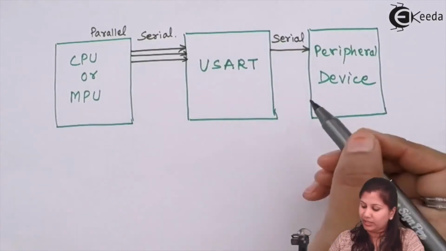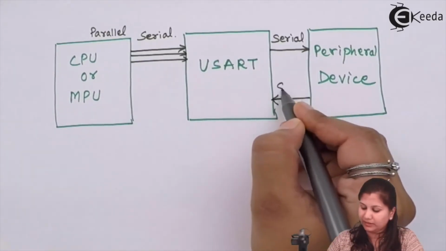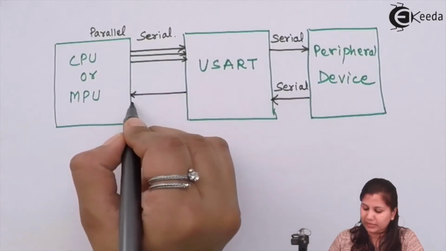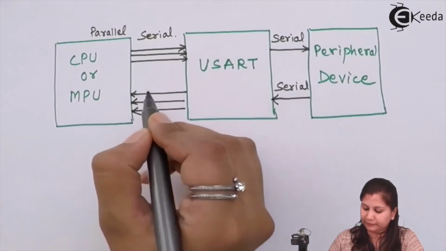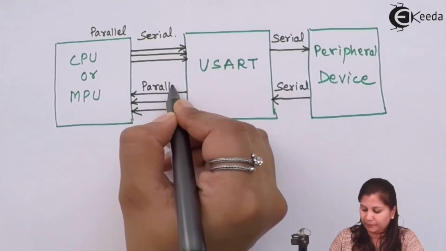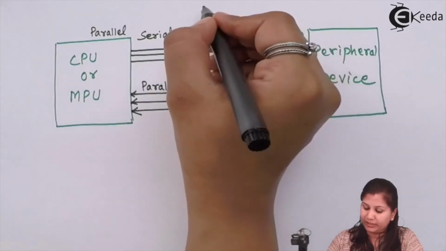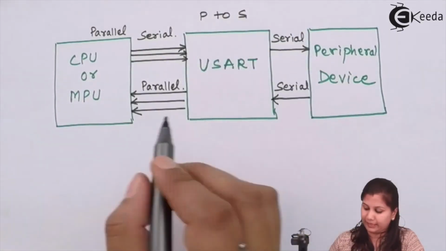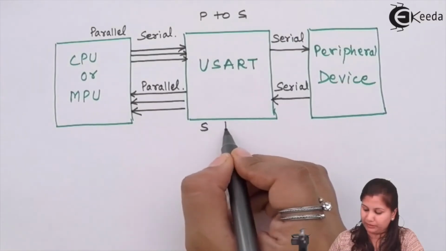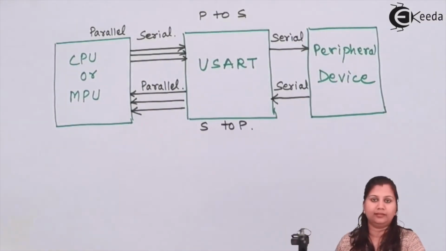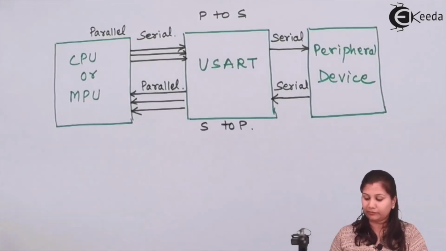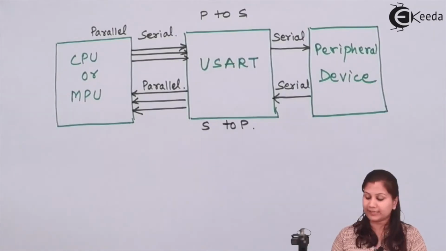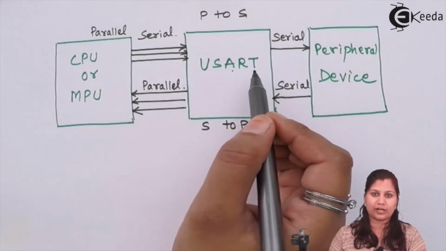When it is receiving, it will receive it in the form of serial data, and it is going to transmit the data to the microprocessor in the form of parallel data. Okay, so at the time of receiving it is performing the serial to parallel conversion. So in the form of a diagram, we can describe the functioning of the universal synchronous asynchronous receiver and transmitter.